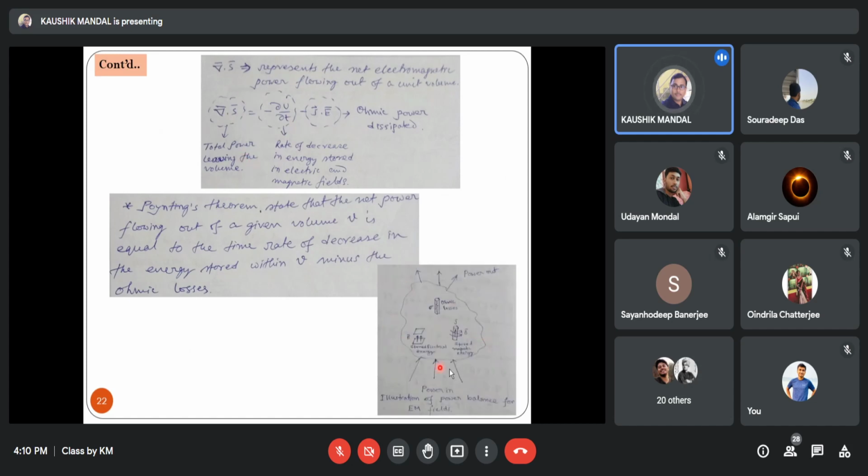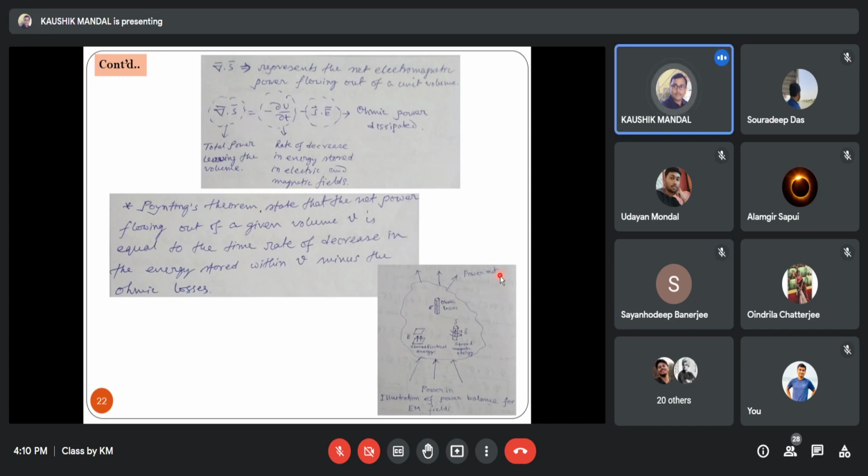If we consider a particular volume, we are considering some stored electric energy due to the capacitor, some stored magnetic energy due to the inductive effect, and some ohmic losses due to the resistive circuit. So within this volume, we are considering three things: the decrease of the stored electric energy, the decrease of the stored magnetic energy, and along with that, the ohmic loss. This total will be equal to the total power output. Is it clear? Yes, sir.